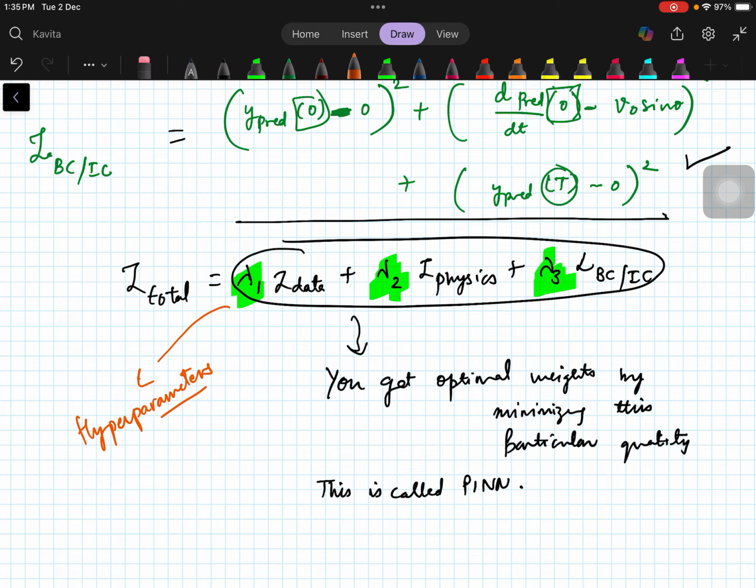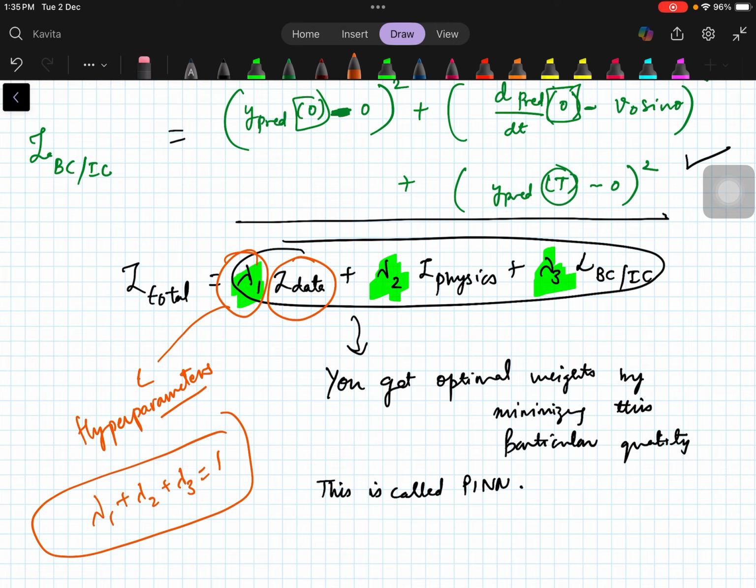For example, somebody is very much sure that my data is very good, so he or she would like to have a larger value of lambda 1. So we should have lambda 1 plus lambda 2 plus lambda 3 equal to 1, right? And somebody who is sure that this data set was generated by one of my lousy students who is not serious about his work, so he or she would like to have this lambda 1 very small because they don't want to give importance to the data set, right? That is how you are going to decide your lambda 1, lambda 2 and lambda 3.